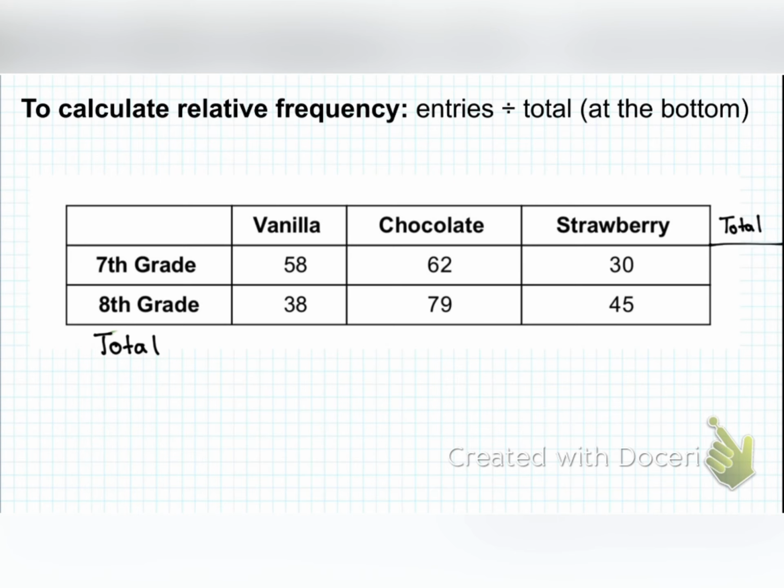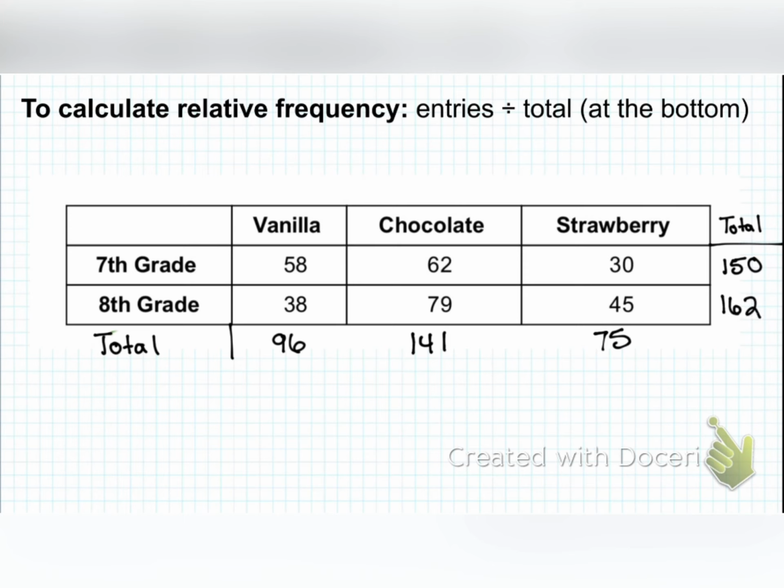Okay, so if I go ahead and calculate my totals, we got 58 plus 38, that's going to give me 96. Then I got 62 and 79, added together, 141. Then 30 plus 45, that's going to give me 75. Okay, then I'm going to go across my rows. We got 58, 62, and 30. Add that together, that's going to give me 150. Then I got 38, 79, and 45. Add those together, it's going to give me 162.